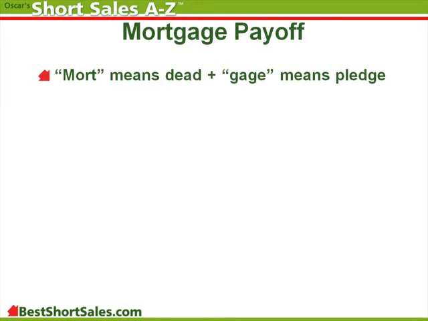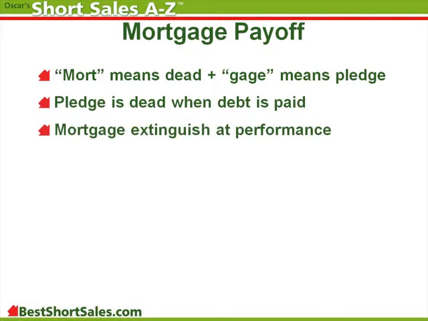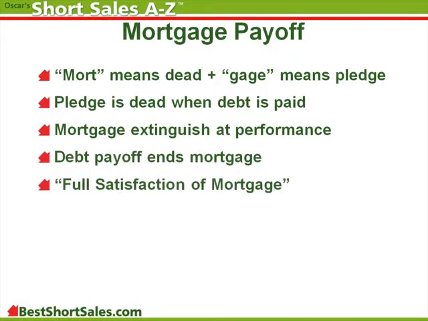Mortgage payoff. The origin of the word mortgage says it all. The term mortgage comes from the Old French words mort, which translates to dead, and gage, which translates to pledge. Thus, the word mortgage means a pledge that is dead when the debt is paid. Mortgages extinguish when the secured obligation is performed. That means debt payoff ends mortgage.